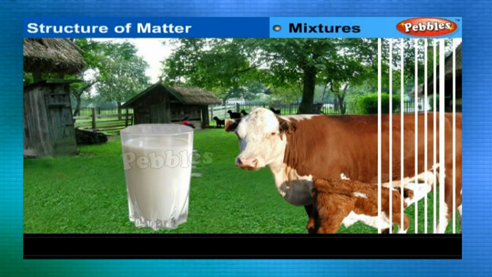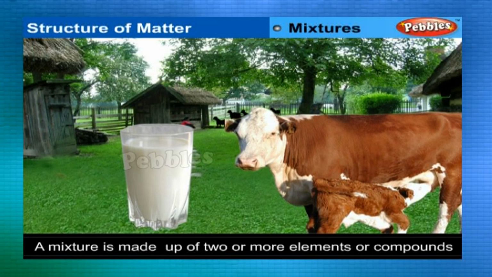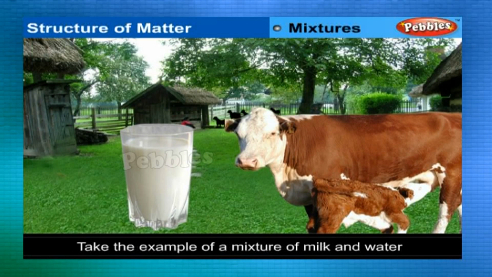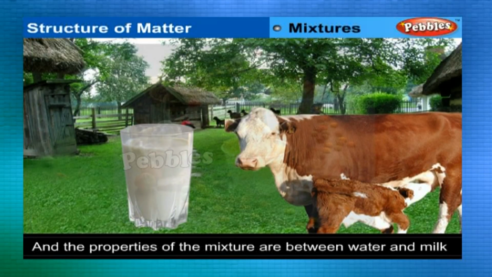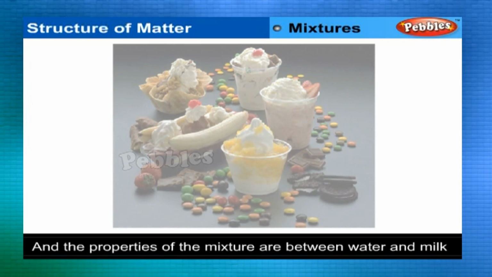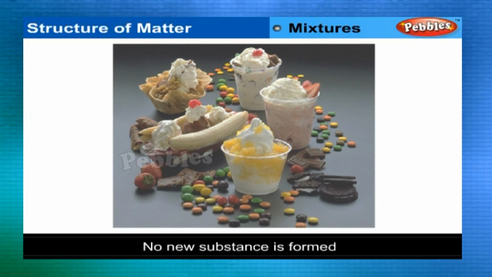Mixtures. A mixture is made up of two or more elements or compounds mixed physically in any ratio. Take the example of a mixture of milk and water. You can add any quantity of water to the milk, and the properties of the mixture thus obtained are between water and milk. No new substance is formed.